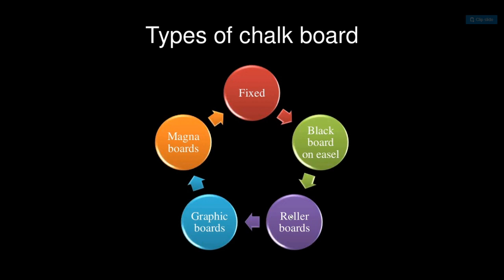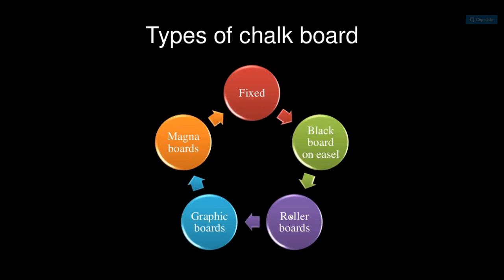Types of chalkboard: fixed, blackboard on easel. Easel, I think you remember on our stage when we celebrate any health day, we can show the theme of that particular day and the support behind the board, that is the easel. Then roller board, which we use in our multipurpose hall when we give any kind of presentation on the projector.